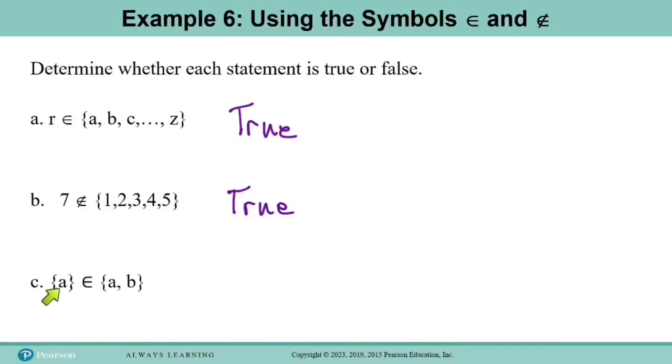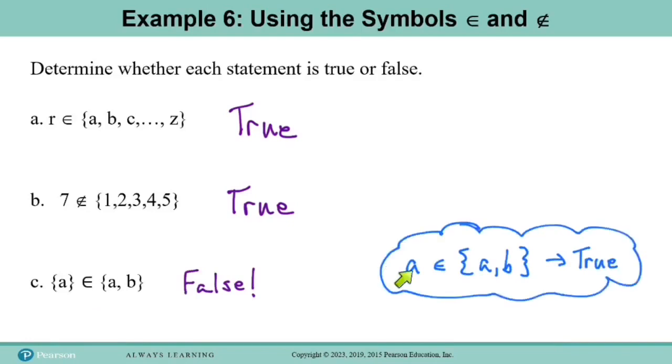And then in part C, now notice the curly braces here, so be careful when you're reading. This says the set containing A is an element of the set containing A and B. Now, notice that A is a member of this set and B is a member of this set, but the set containing A is not an element of this set. You see the difference? So this statement is actually false. However, it would have been true if they had said A is an element of the set containing A and B. That would have been true. But the set containing A is not an element of the set containing A and B.